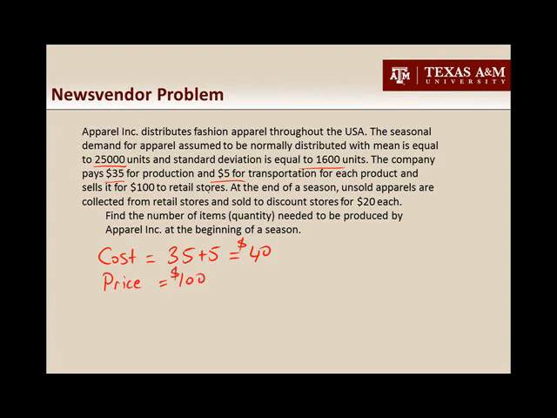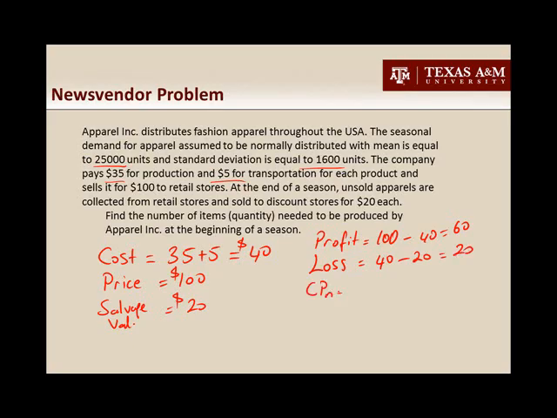At the end of the season, unsold apparel is collected from retail stores and sold to a discount store for $20 each. So the salvage value is $20. Profit is 100 minus 40, that is 60. The loss, if I cannot sell this product: it costs me $40 to make it and transport it, and then I would have to sell it for $20 as the salvage value. That leaves me with a loss of 20.